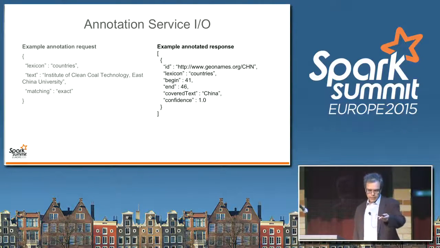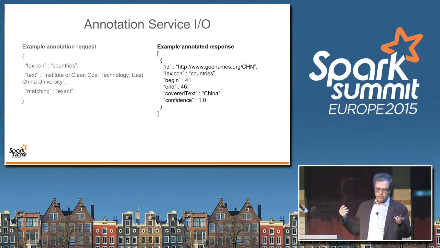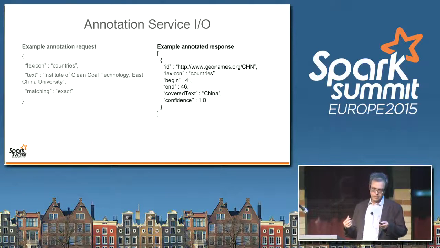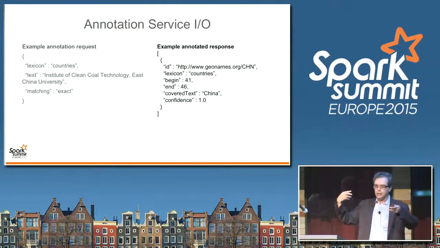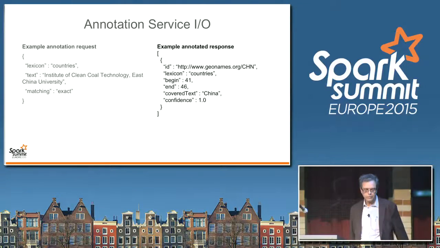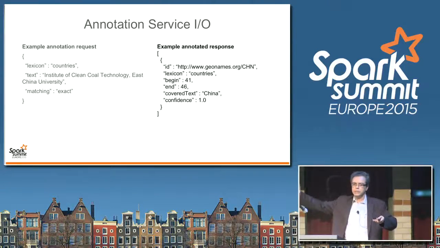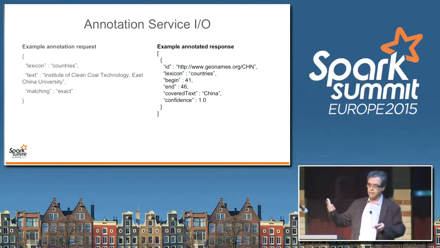So the annotation request, in this case, we are trying to match author affiliation strings against a list of countries. We're trying to get the countries from which the authors came for a particular document. The affiliation string here is Institute of Clean Coal Technology, East China University, where our lexicon is something called countries, which has about 294 entries, each with an ID and a bunch of names for a country. For instance, United States, US, USA, United States of America.